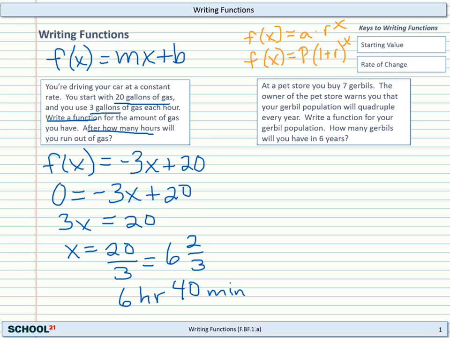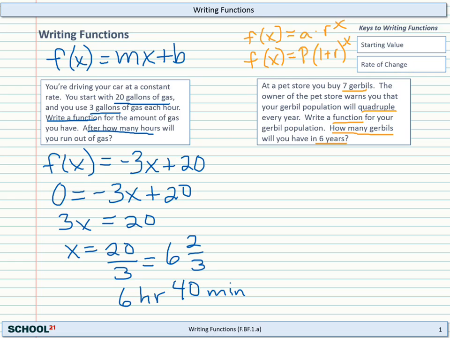At a pet store, you buy 7 gerbils. The owner of the pet store warns you that your gerbil population will quadruple every year. Write a function for your gerbil population. So we need a function. How many gerbils will you have in 6 years? Okay, I don't see any percentage rate of change there. Instead, I see that word quadruple. So we're going to go ahead and use this form for the exponential equation.